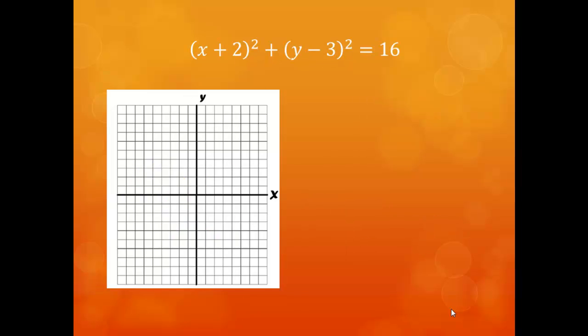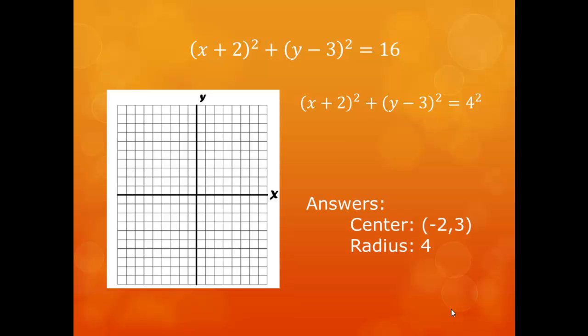Now for a little tougher equation. If I were to give you (x plus 2) squared plus (y minus 3) squared equals 16, what would the center and the radius be? If you said the center is at (negative 2, 3) and the radius is 4, you are correct. Now to graph this, we would plot the center first, which we decided is at (negative 2, 3). And then go to the left and right on the x-axis by 4, and up and down by 4 on the y-axis. Then connect those points to create a circle. The graph would look like this.